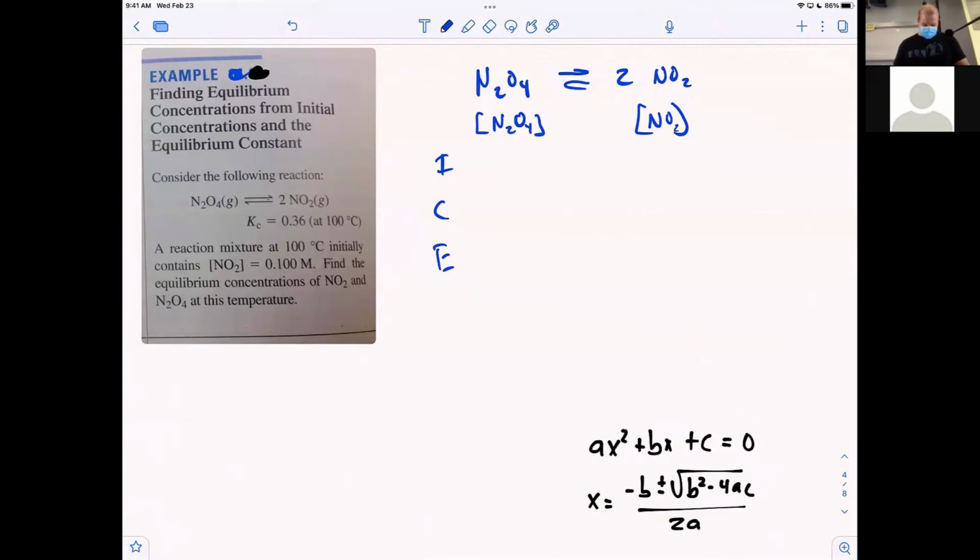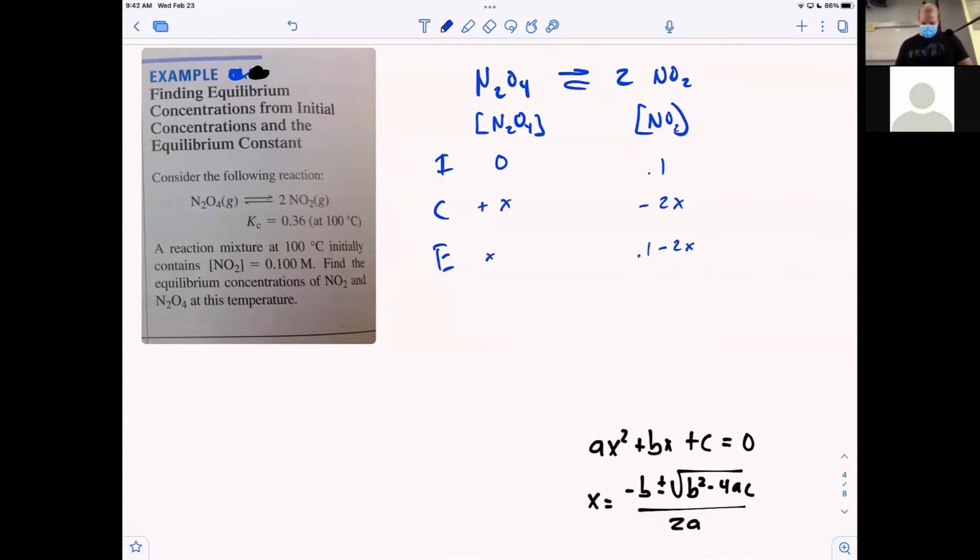So initially, this is 0, and then this is 0.1. So we have 0 and 0.1, and that means that we're going to shift left towards the reactants. So we're going to gain one extent of reaction, and we're going to lose two extents of reaction there. At equilibrium, we have x and 0.1 minus 2x.